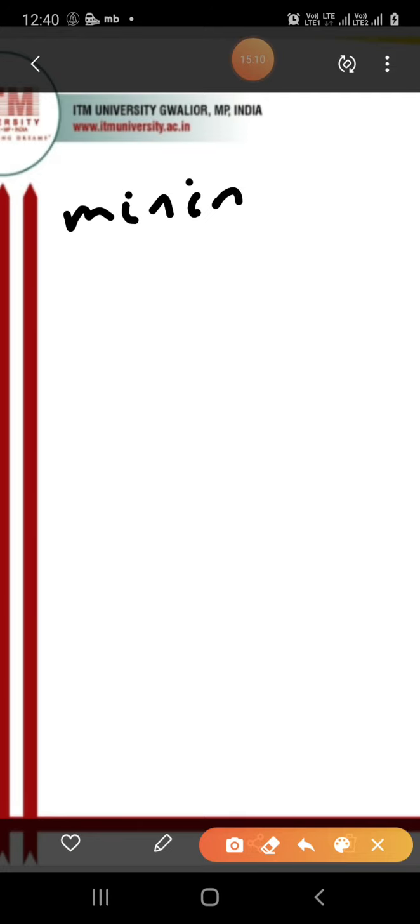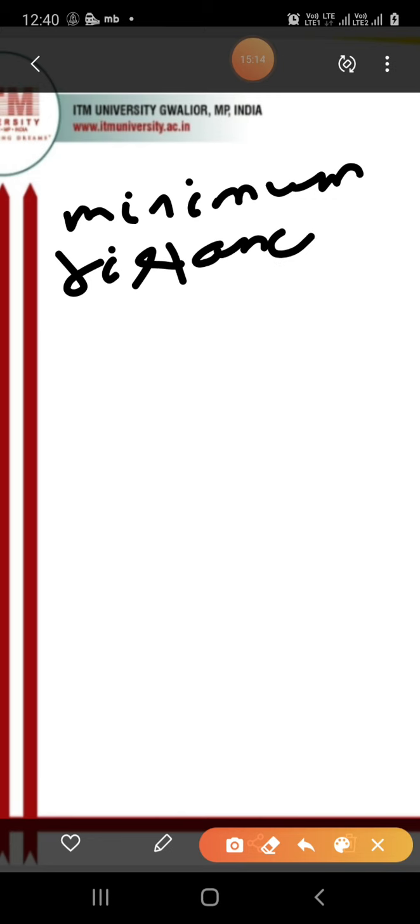Now suppose I want to calculate the minimum distance, d min. That will be equal to 3.